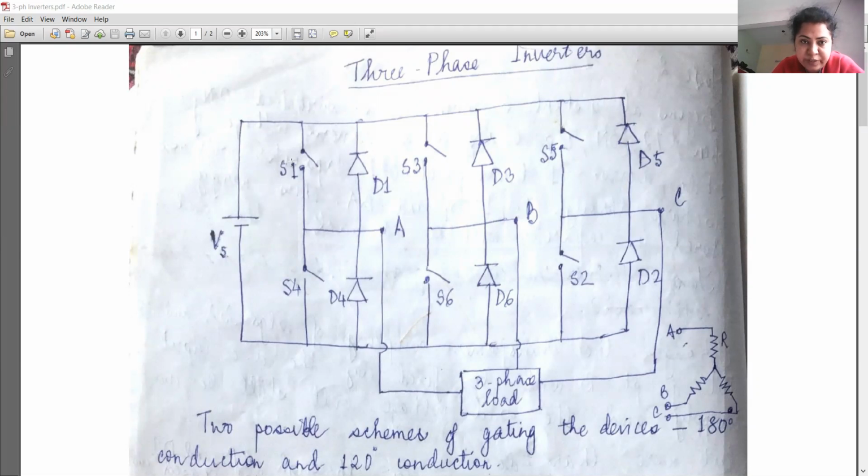We have 6 switches, S1, S3, S5 on the top, S2, S4, S6. Now again the numbering is as per the sequence of their operation, and D1, D3, D5, D2, D4, D6 are the feedback diodes in case the load is an inductive load.